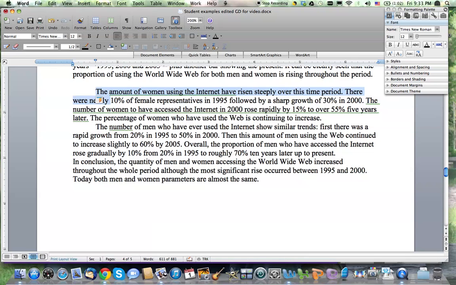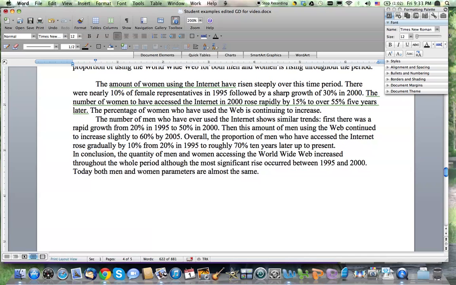Let's make it clearer. The number of men who have ever used the internet show similar trends. First, there was a rapid growth from 20% in 1995 to 50% in 2000. Then this amount of men using the web continued to increase slightly to 60% by 2005. Overall, the proportion of men who have accessed the internet rose gradually by 10% from 20% in 1995 to roughly 70% 10 years later.